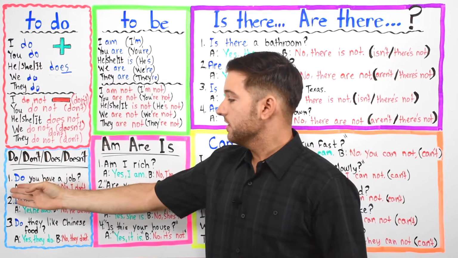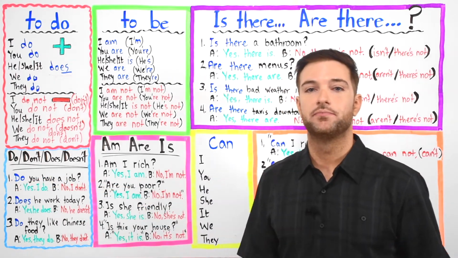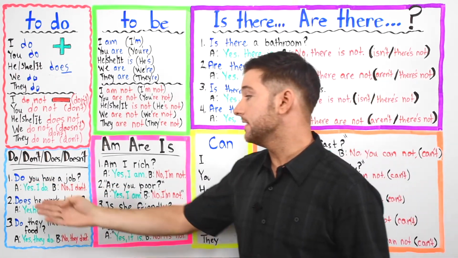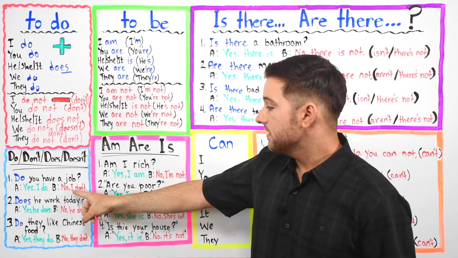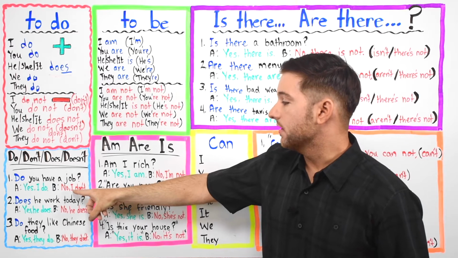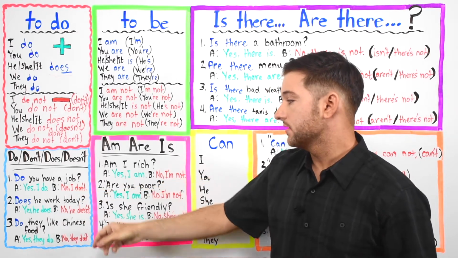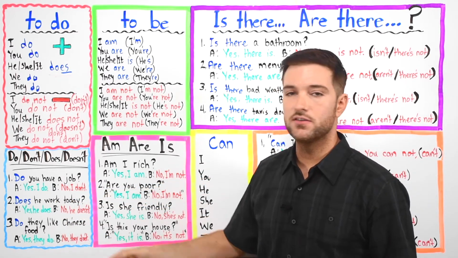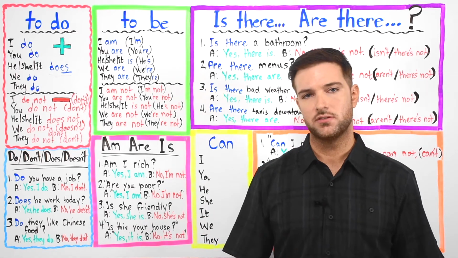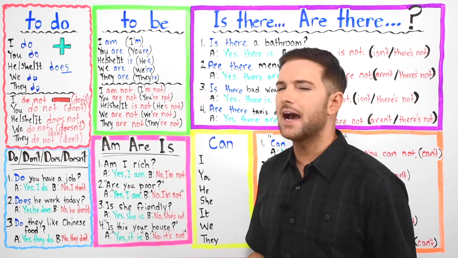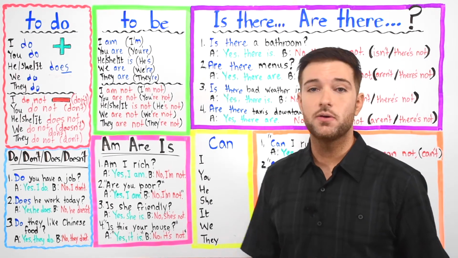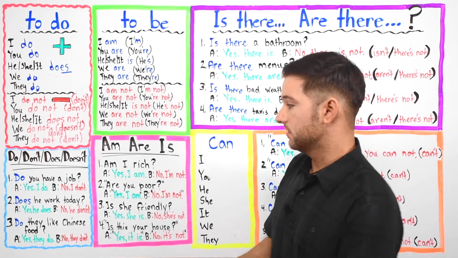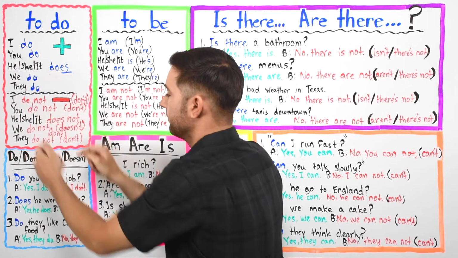Okay, so the question is, do you have a job? Now, you can either say, yes, I do, or no, I don't. You can see here that we have the contracted form of no, I do not. No, I don't is more natural to say. We say I don't. Okay, no, I don't. All right? Or you could say no, I do not if you want to use the full form.